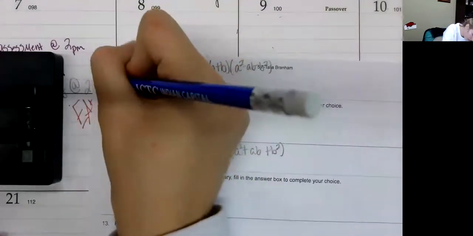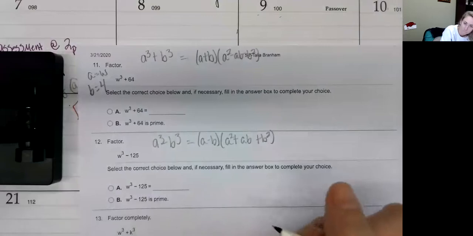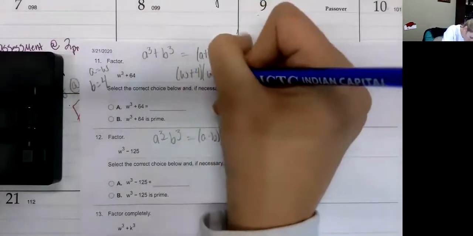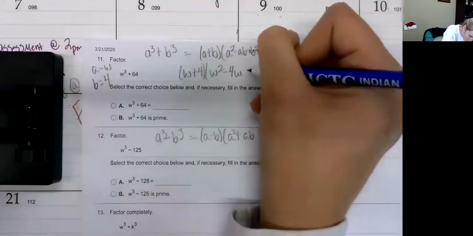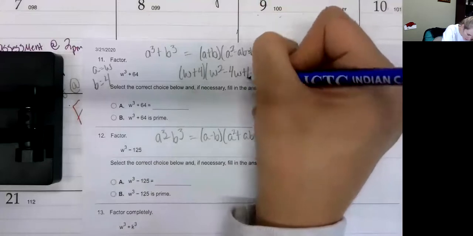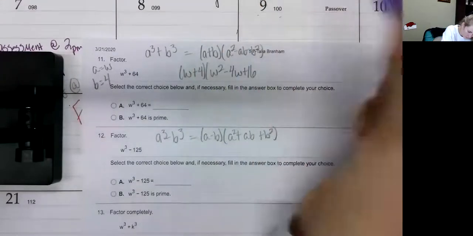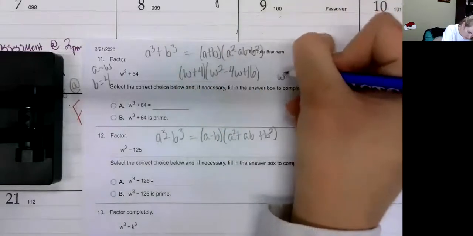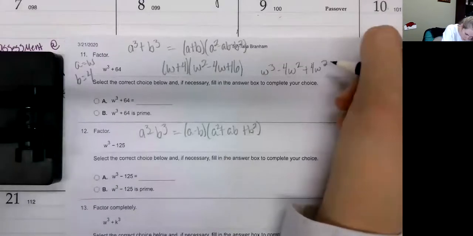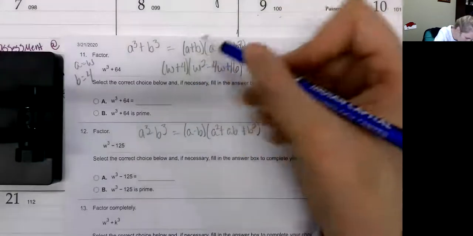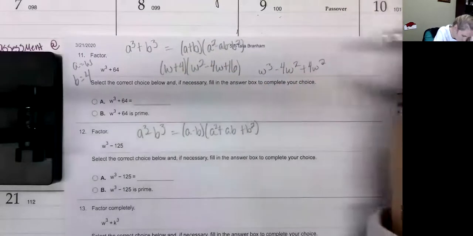So the cube root of w cubed would be w, and the cube root of 64 is 4. Then we plug them in, and I've got to check this one when we do it. So we have w plus 4 times w squared, subtract 4w, and then 4 squared would be 16. Let's check that. So we'd have w cubed subtract 4w squared plus 16w.